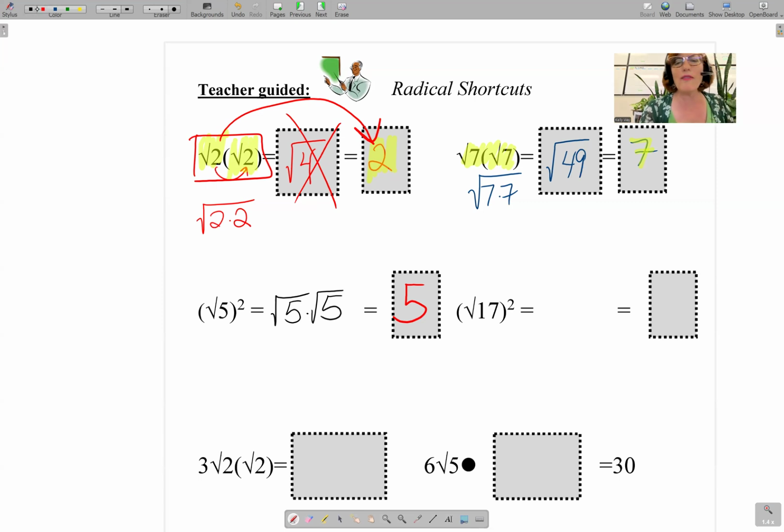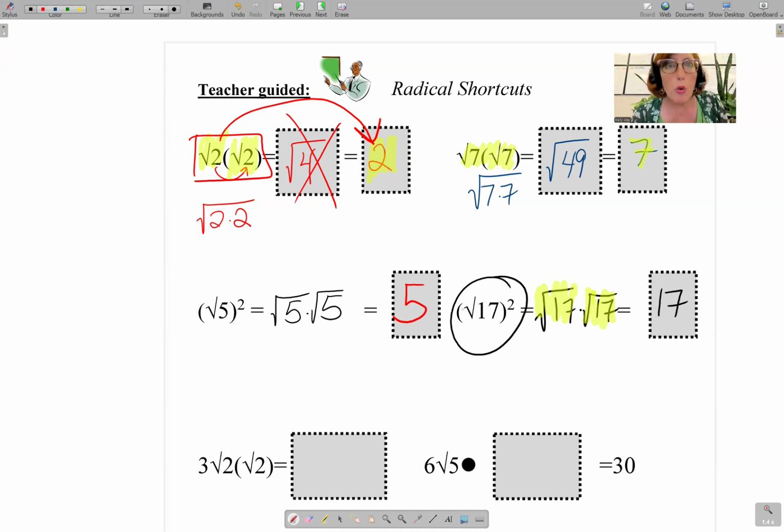The square root of 17 is root 17 times root 17. Do not bother multiplying 17 times 17. It's a waste of time. You know any radical times itself is just the number on the inside. So root 17 squared is just 17. That's it. It's a little shortcut.